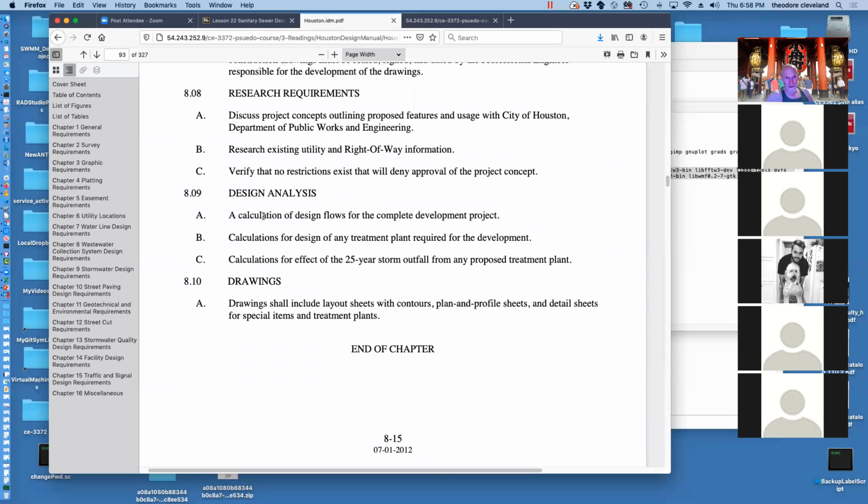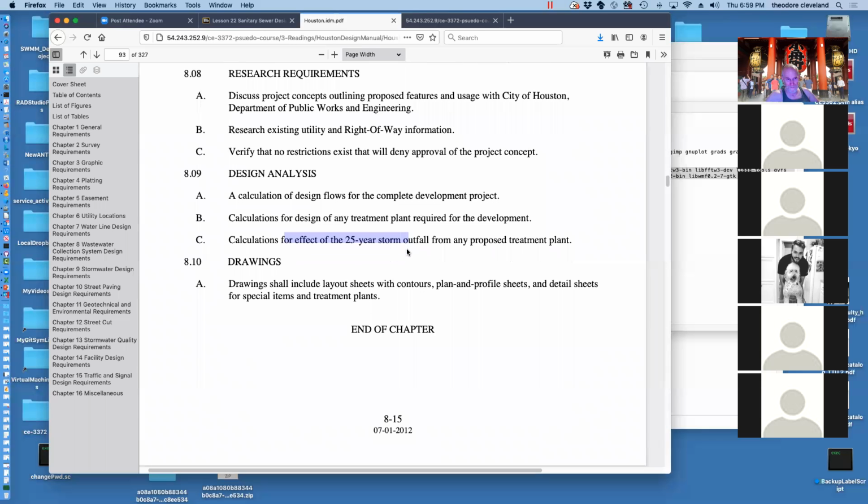The analysis for Houston are design flows at completion, a design for any treatment plant, and then calculations assuming that at the outfall, a 25-year storm flow depth is contained in the receiving stream. So that's to assess your design under some backwater conditions to help you determine locations where the sewer may be insufficient and it might back up.